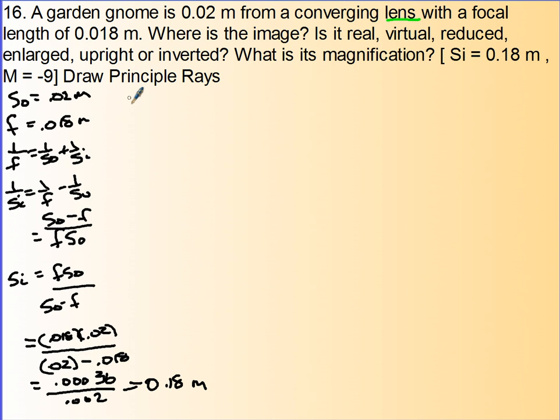What's the magnification? Magnification is minus SI over SO. So it's minus 1.8 divided by 0.2. So 1.8 divided by 0.2 is 9.